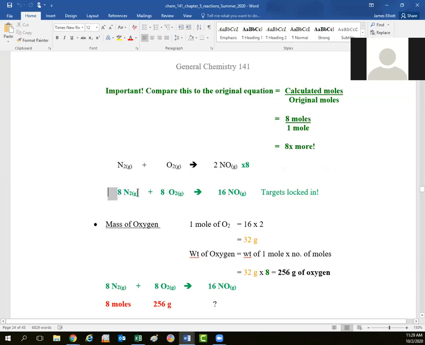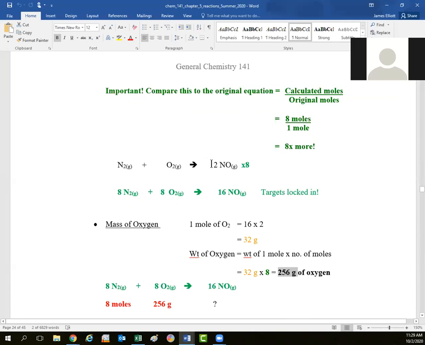This is an important line in the sand to get to. Work out the new proportions for your reaction. 8 times greater, so 8 to 8 to 16, and write that down on a scrap piece of paper. You can now, using a periodic table, work out the mass for these new adjusted proportions. So for the oxygen, 1 mole of oxygen gas, of course that's 16 times 2, 32 grams. So that new target of 8 moles would be 256 grams.